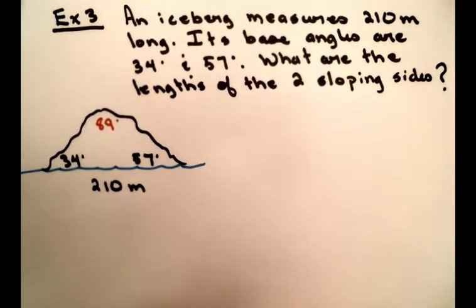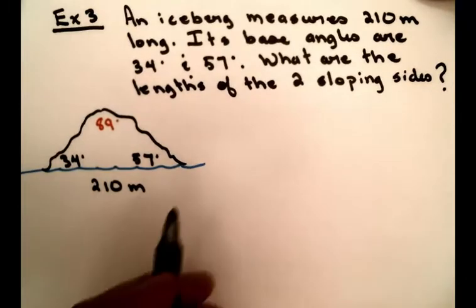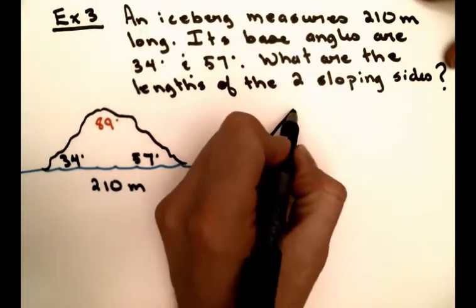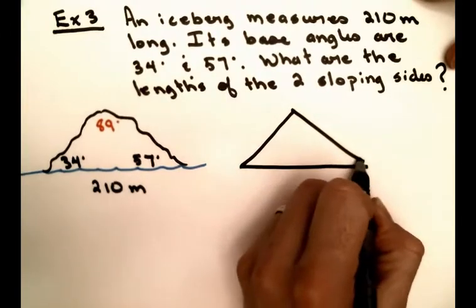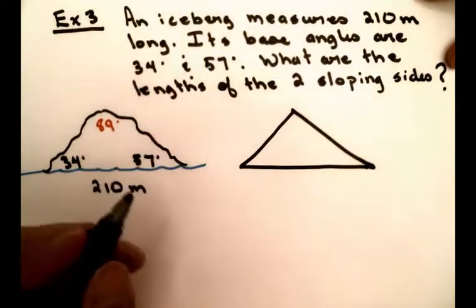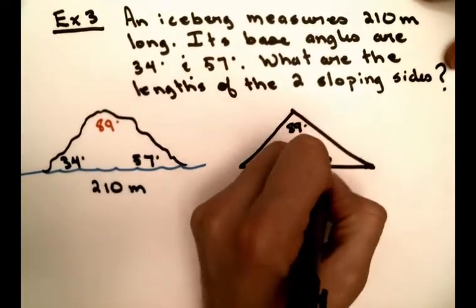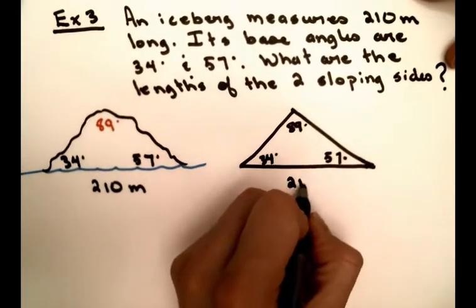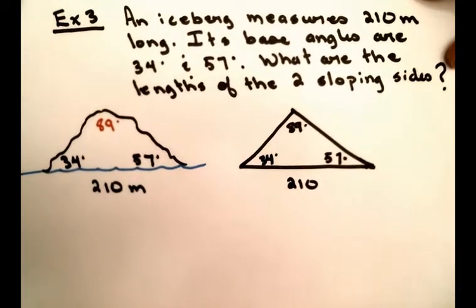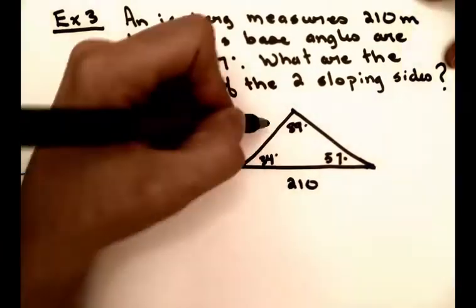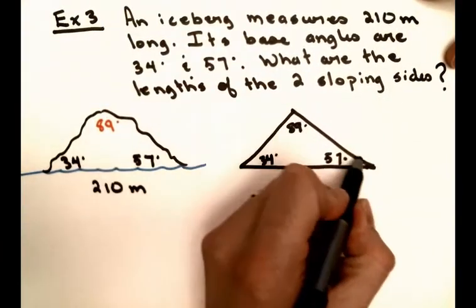This is the real world diagram. We're going to use trigonometry now and convert this to a triangle and assign sides so we can set it up for sine law. So we're going to move from the real world into the mathematical world. We just have to draw a triangle. Now these are just sketches. So we have 89 degrees here, 34 degrees, 57 degrees. This is 210. And the question says, what are the lengths of the two sloping sides? So we're going to want to know how long this side is and how long that side is.